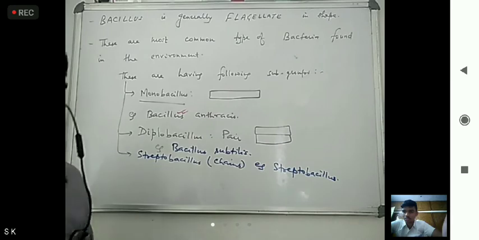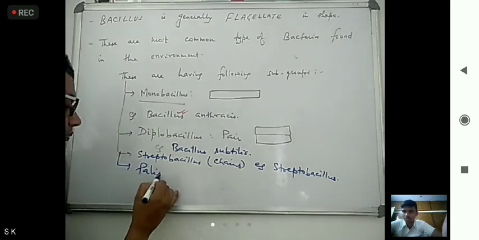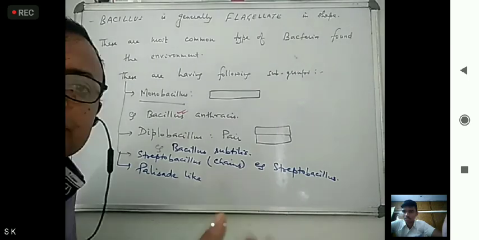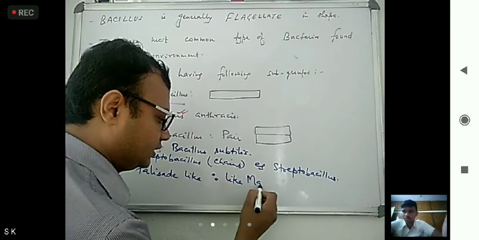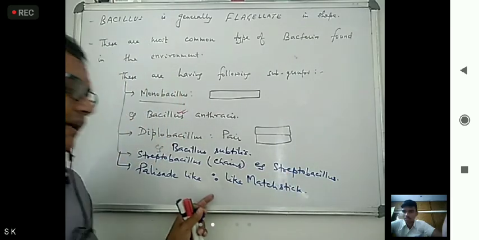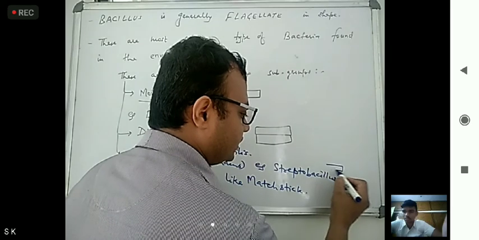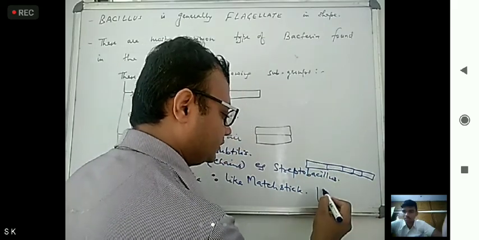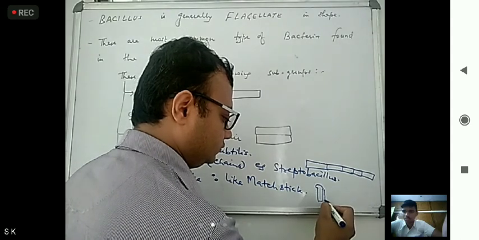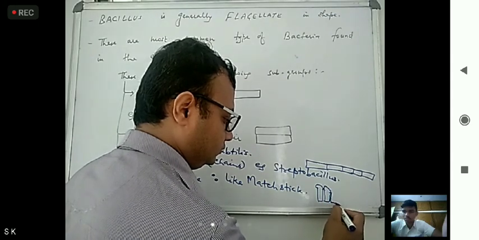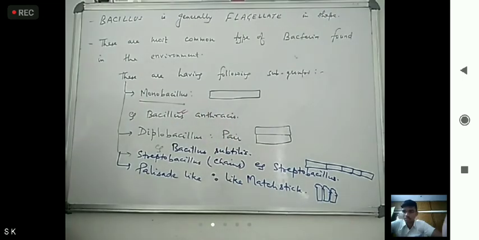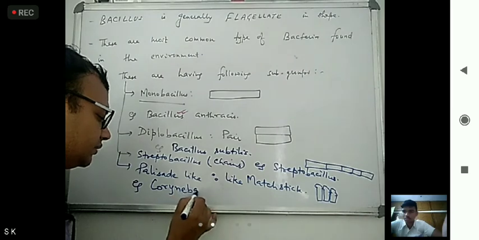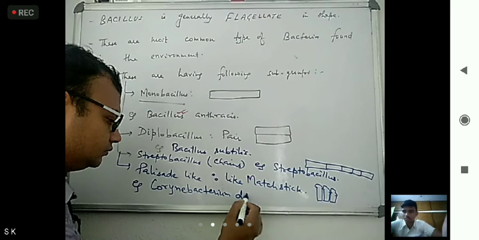And the last one is palisade-like. Palisade means they look like matchsticks. Here chain-like means like that, and palisade looks like matchsticks. Palisade-like, and the example here is Corynebacterium diphtheriae.